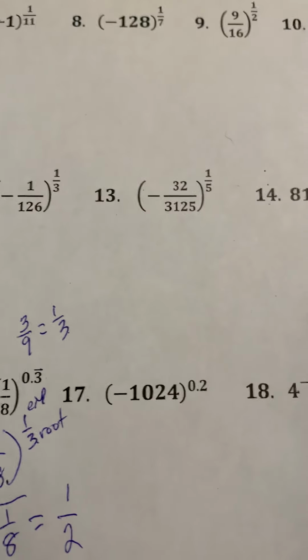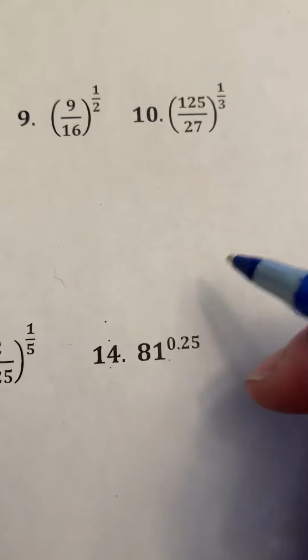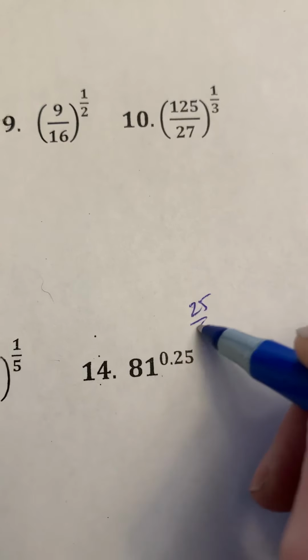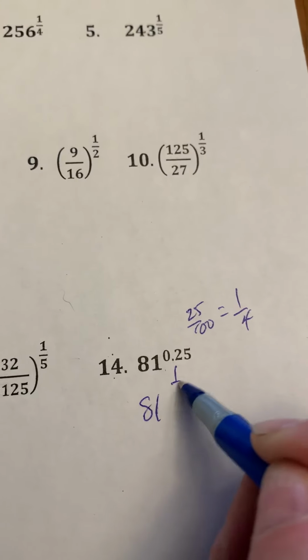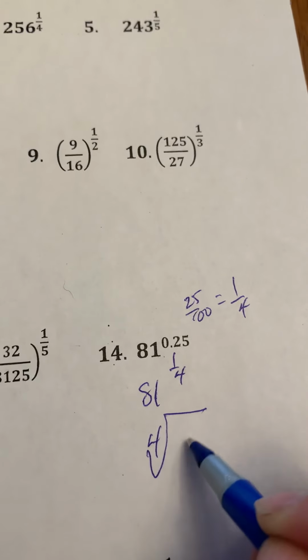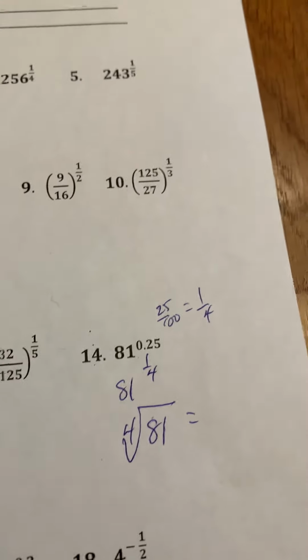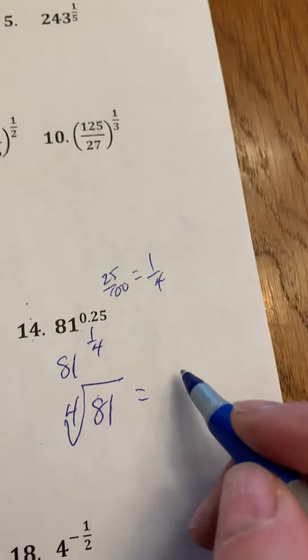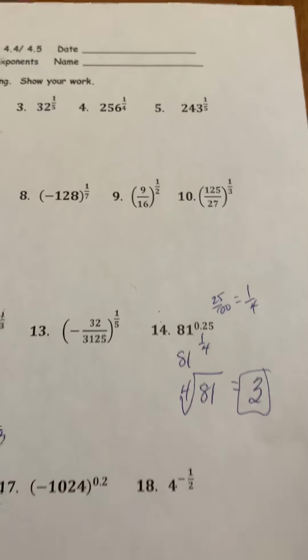Same thing's going to happen here. We've got an exponent that's currently written as a decimal, so 25/100ths, which is really 1/4. So we have 81 to the 1/4. We're going to find the fourth root of 81, and if you find the fourth root of 81, you're going to find out that your answer is 3. And don't panic about that. Feel free to use a calculator.